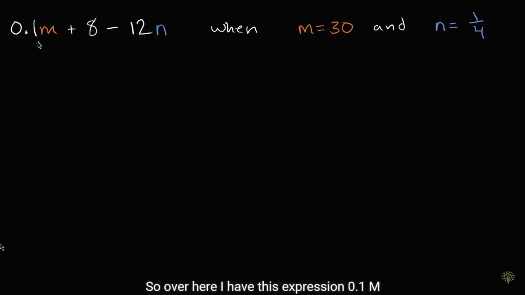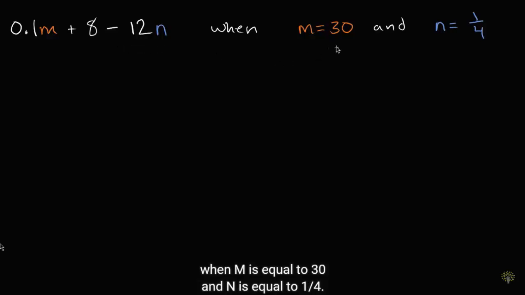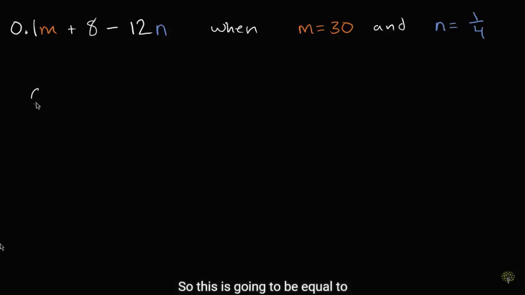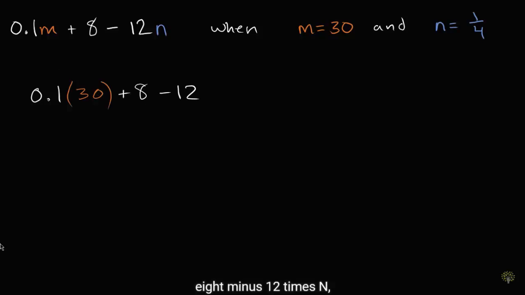So over here I have this expression 0.1m plus 8 minus 12n when m is equal to 30 and n is equal to 1/4. All right, so everywhere I see an m, I want to replace with a 30, and everywhere I see an n, I want to replace with a 1/4. So this is going to be equal to 0.1 times 30 plus 8 minus 12 times 1/4. So what is 0.1? That's the same thing as 1/10 of 30.